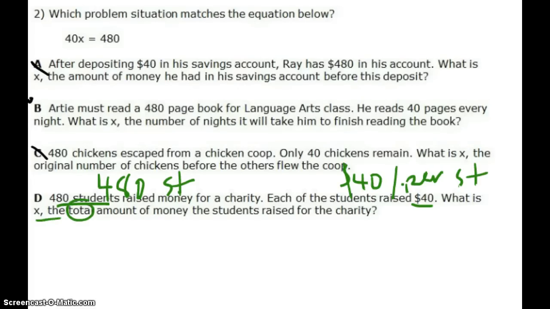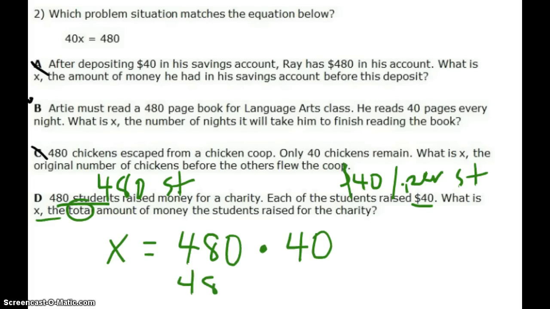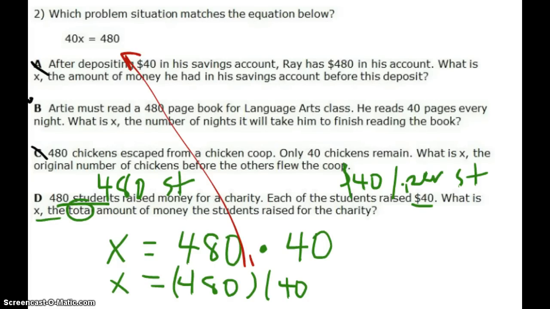So total amount of money. If we think about this situation, total amount of money, how do we get that? Well, we take the 480 students. How much money do they raise per student? $40. So 480 students times $40 gives us X amount of money. Does that situation match? No, here in our situation we have 480 times 40. Up here it's 40 times X equals 480. That's not a match. So D was also not the correct answer.